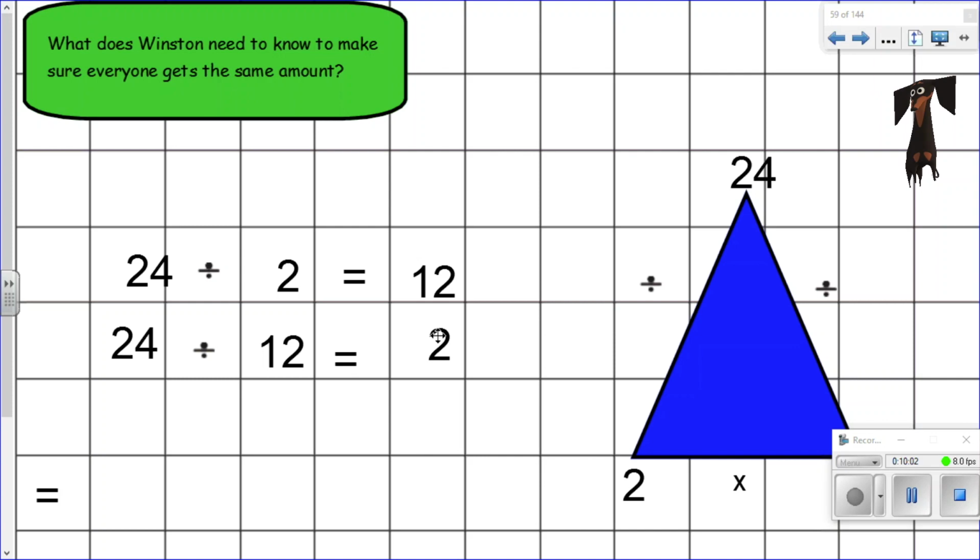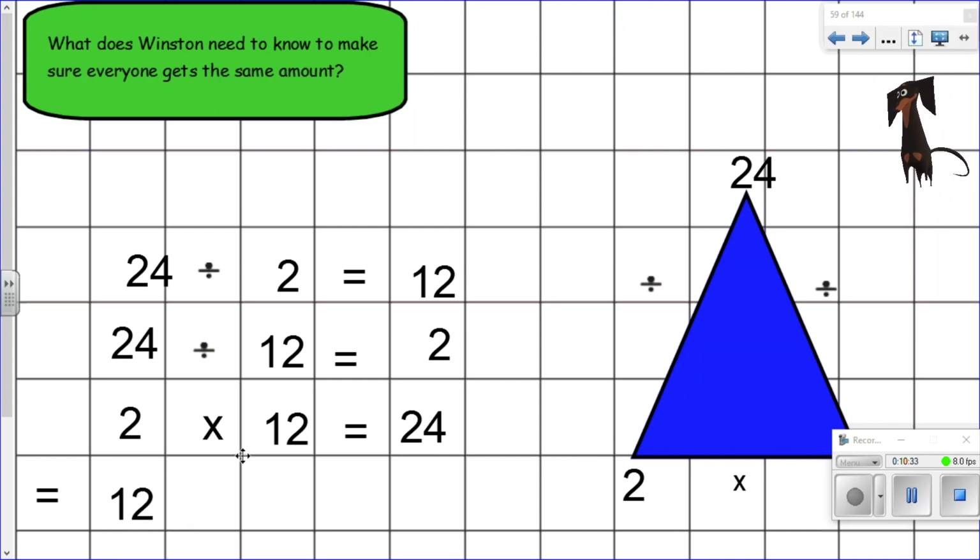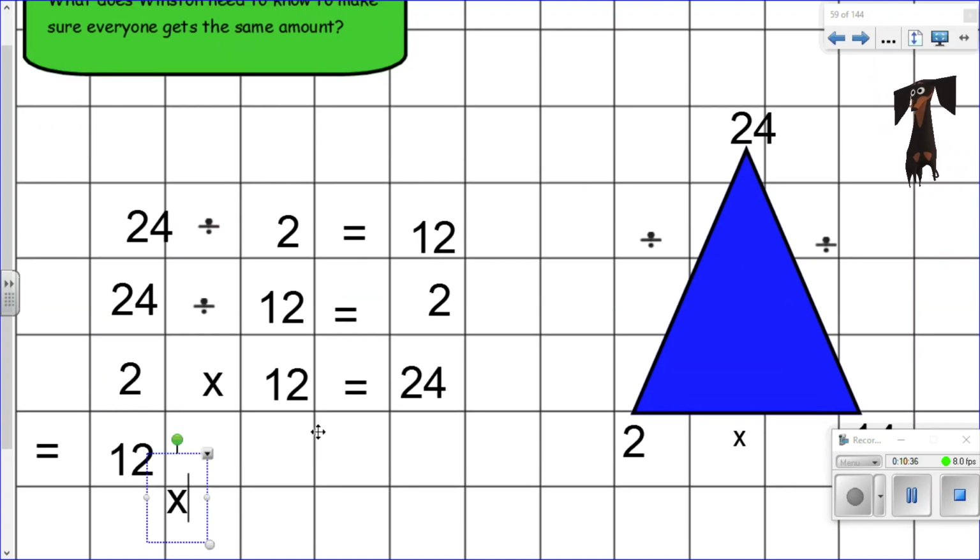Now we need to do our multiplication. So 2 times 12 equals 24. And what do we know about multiplication? It can be done in any order. So then we've got 12 times 2 equals 24.